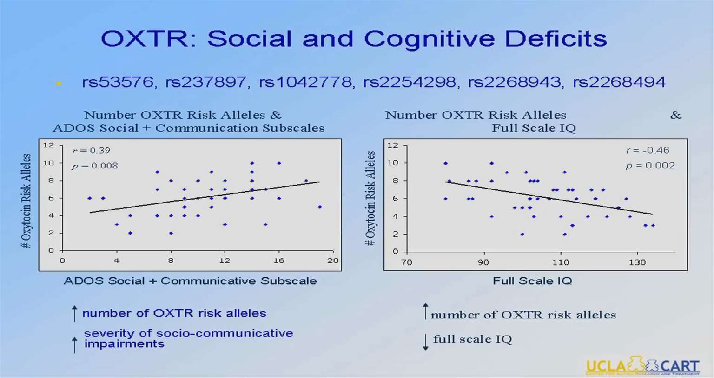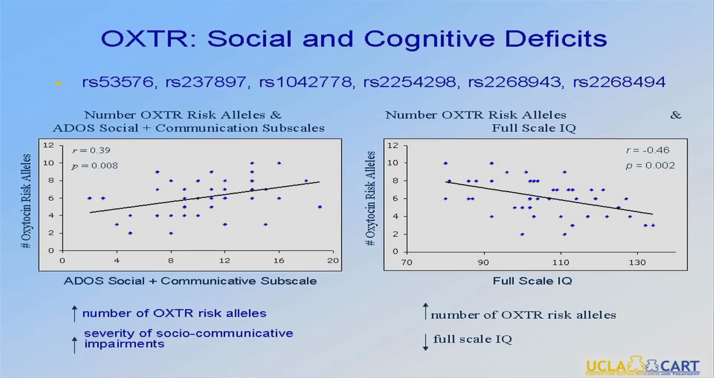The other thing that she did, which is very important, was she looked at how many of these different risk SNPs, as we call them, subjects had, and looked at, is there an additive effect? If you have multiple risk genes in this oxytocin receptor gene complex, multiple risk alleles, how does that affect social functioning? How does it affect IQ?